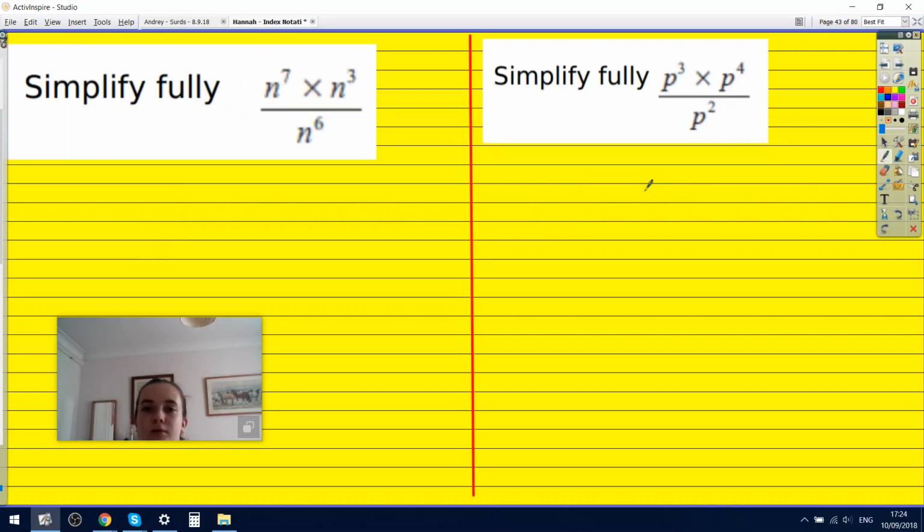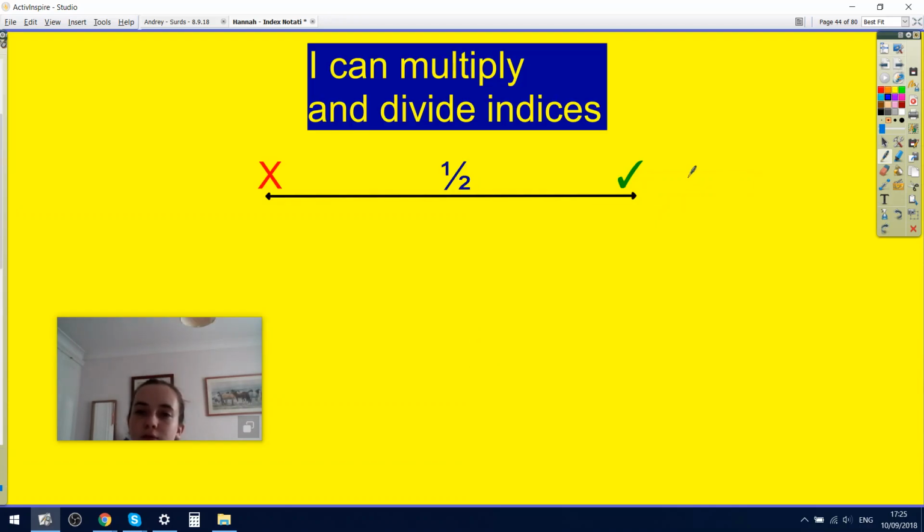Okay, exam questions. Let's just do top right. P to the 7 over P to the 2. It's P to the 5. That's it. I can multiply and divide indices. Tick.